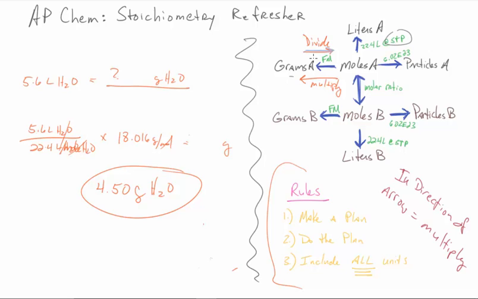All right. So again, pretty simple. As long as you got the stoichiometry map ingrained in your head, make a plan, do the plan, include all of the units. The units are important, ladies and gentlemen, if we're going to set the stoichiometry up like this. All right. So hopefully that rings a few bells and knocks off a few cobwebs for you.